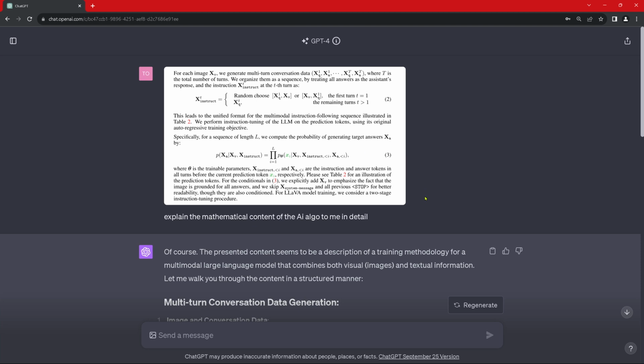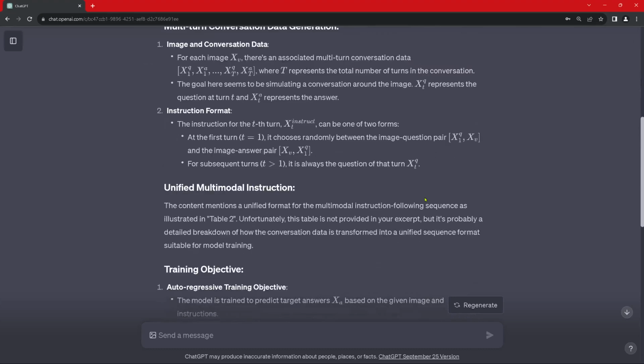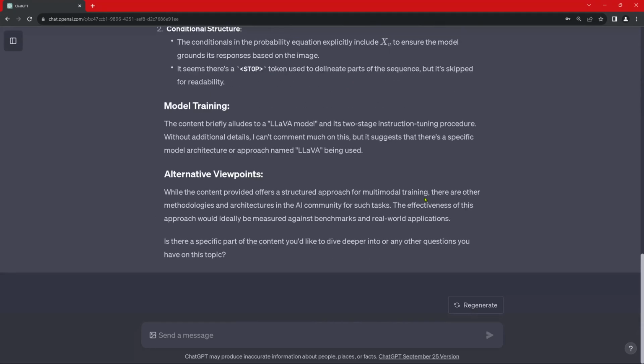Unbelievable! Mathematics has never been that easy to learn, to self-learn for yourself. Amazing! This is the training objective.